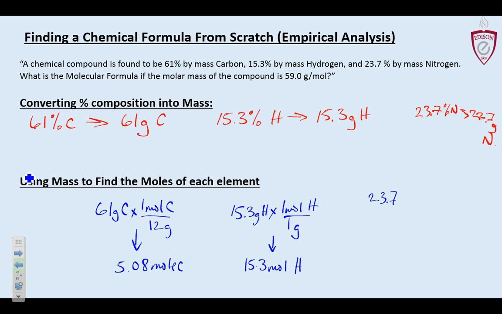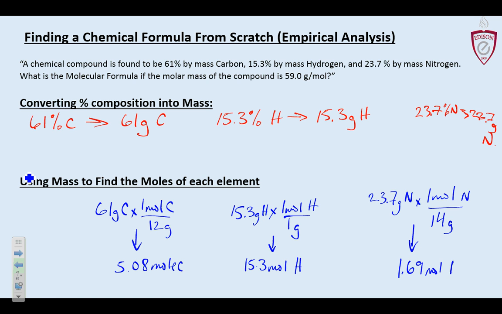And the last one we had 23.7 grams nitrogen times 1 mole nitrogen over 14 grams. So that turns into 23.7 divided by 14. What do you get? 1.69.